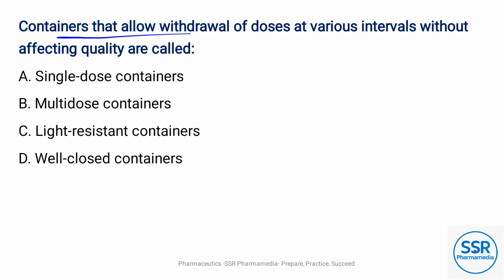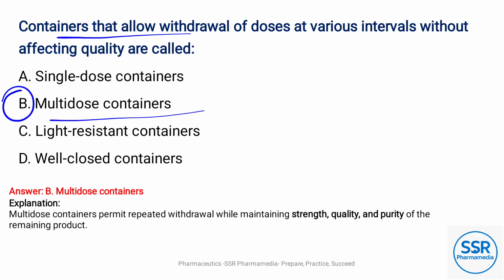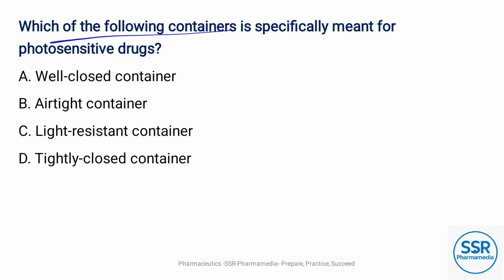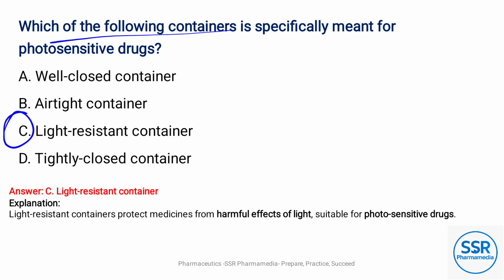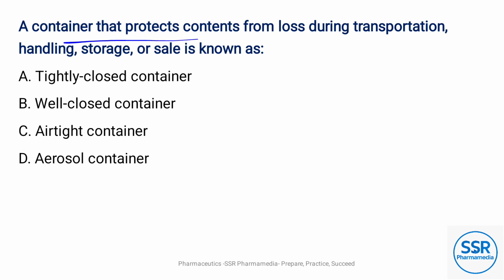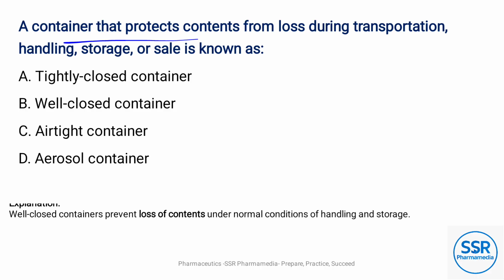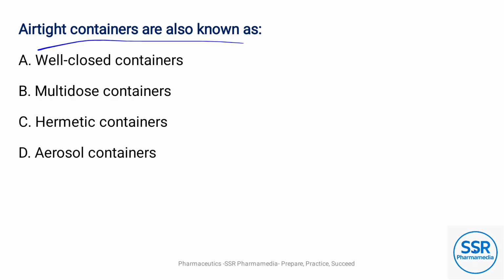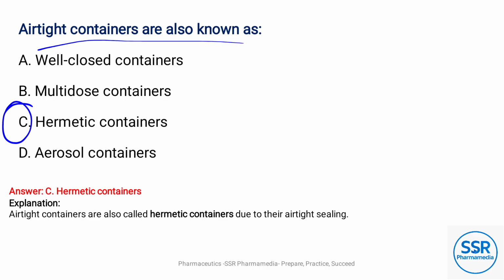Containers that allow withdrawal of doses at various intervals without affecting quality are called, option B, multi-dose container. Multi-dose containers permit repeated withdrawal while maintaining strength, quality and purity of the remaining product. Which of the following containers is specifically meant for photosensitive drugs? Option C, light resistant container. Light resistant container protects medicines from harmful effects of light and is suitable for photosensitive drugs. Containers that protect content from loss during transportation, handling, storage or sales are known as, option B, well closed container. Well closed container prevents loss of content. Airtight containers are also known as, option C, hermetic containers.